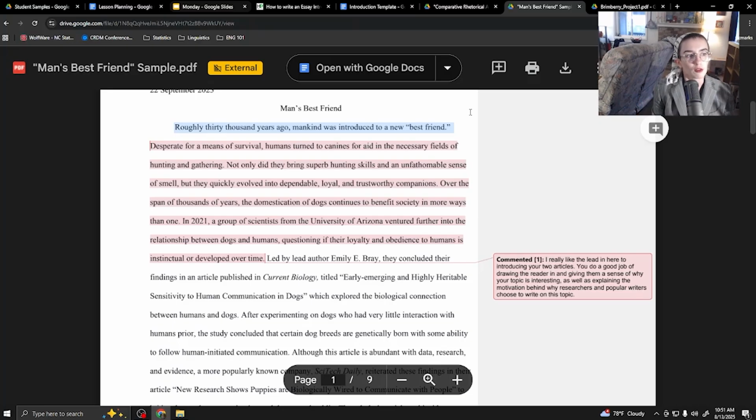They say, desperate for a means of survival, humans turn to canines for aid in the necessary fields of hunting and gathering. So they're providing a little bit of context about the subject matter, which is again part of that process of your own engaging with the scientific accommodation process. So I wanted to just walk through a few of these because it gives you, again, a sense of what it means to see how this framework has been used for this project in particular.